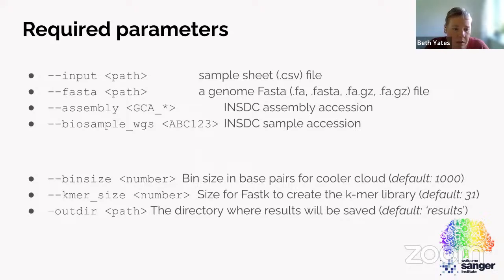And the minus outdir, which should be a path to where you want the results of the pipeline to be saved. The default for this is results, but that can be overridden. You can tell it to write the results wherever you want, but you have to give it the full path.